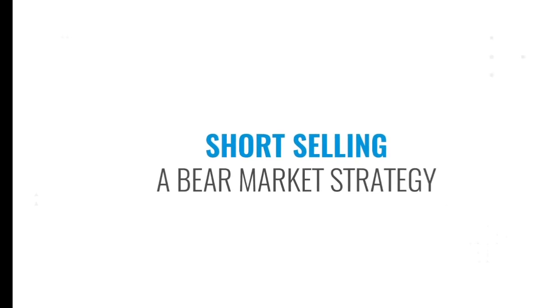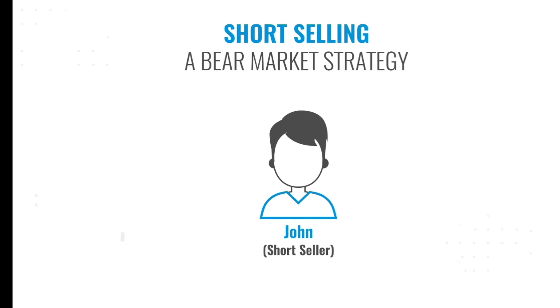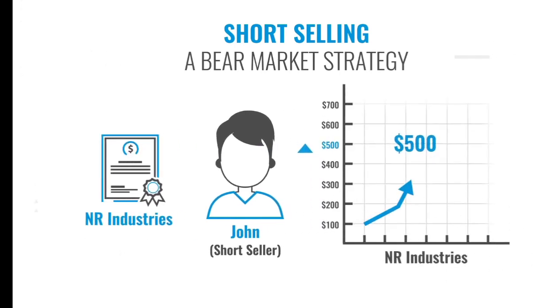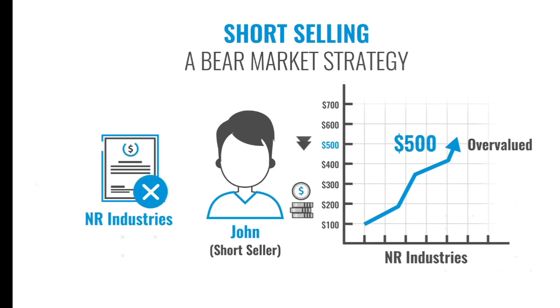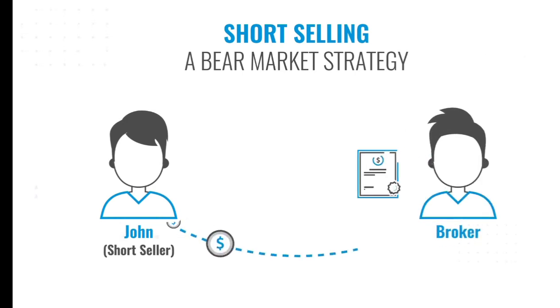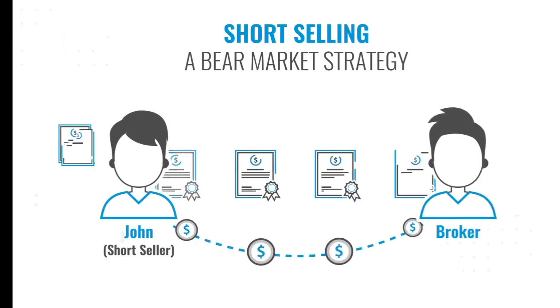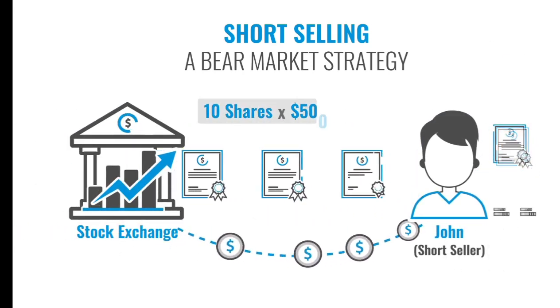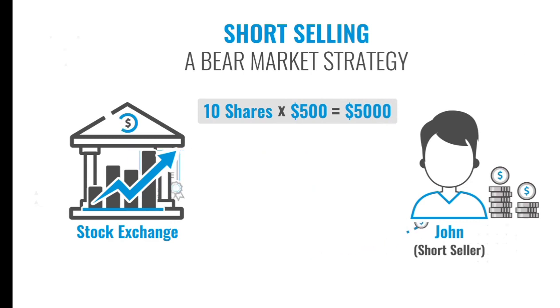Let's understand short selling through an example. John, a short seller, believes that the share price of NR Industries, which is at $500, is overvalued and will fall in the coming months. John, however, does not own any shares of NR Industries, but wants to profit from the situation. Therefore, he decides to borrow 10 shares from his broker for a small fee of $100. He then sells those 10 shares at the current price for a total of $5,000.